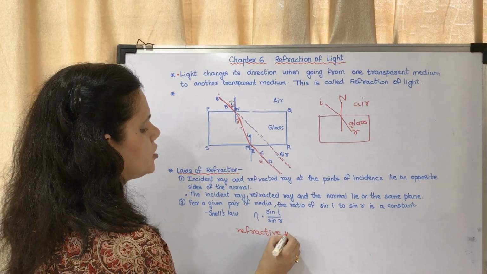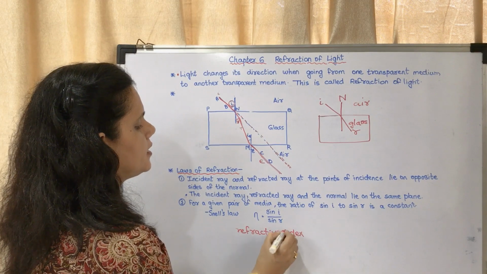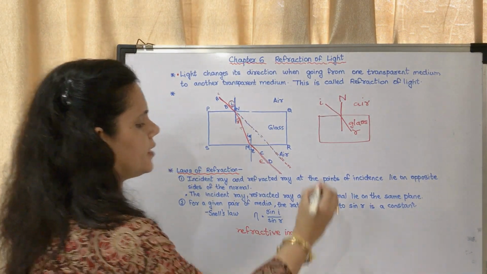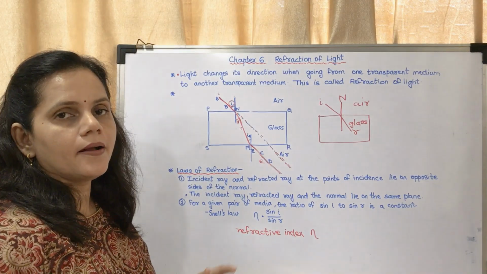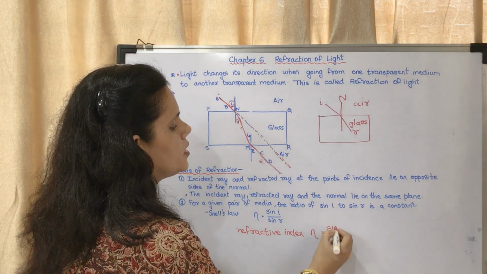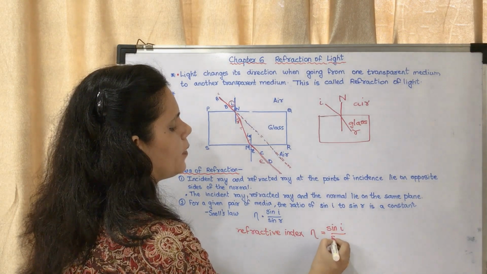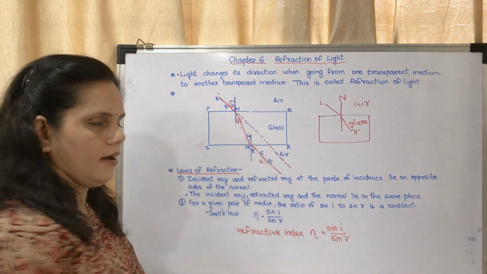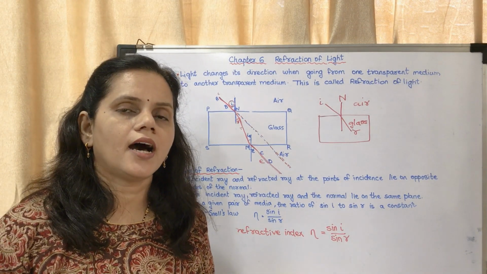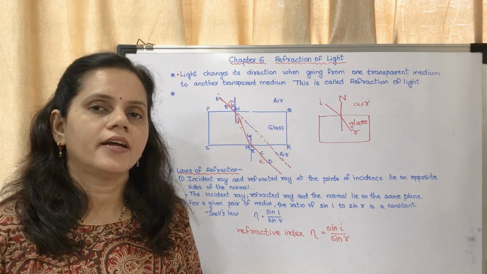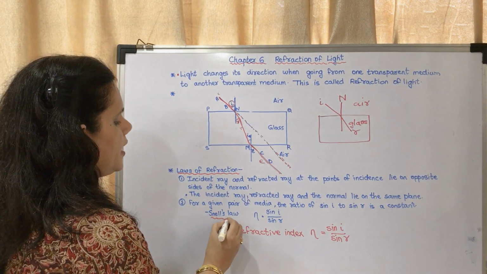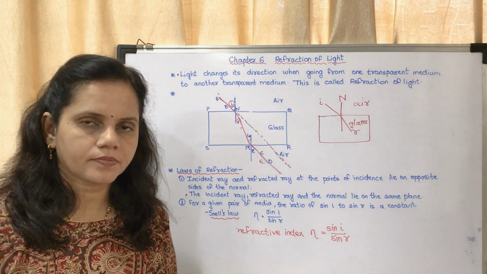Okay, that constant is called the refractive index, which is denoted by eta. This is the symbol showing refractive index, which is equal to sin I upon sin R, where I stands for angle of incidence and R stands for angle of refraction. Okay, this law is also called Snell's law.